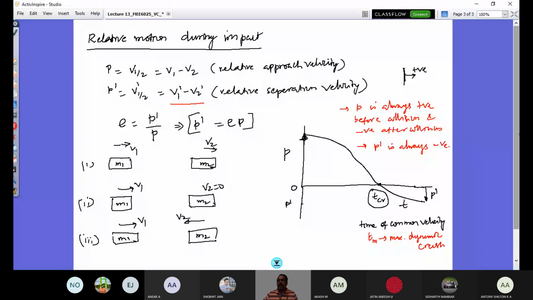Right? And this is what TCV is: momentarily the common velocity. So after that, there is no relative velocity. At this point, when P is 0, what does it mean? P is 0 means V1 and V2 are the same velocity, or V1 dash and V2 dash should be the same. That is the point where it is a momentarily common velocity with which it moves. Right?